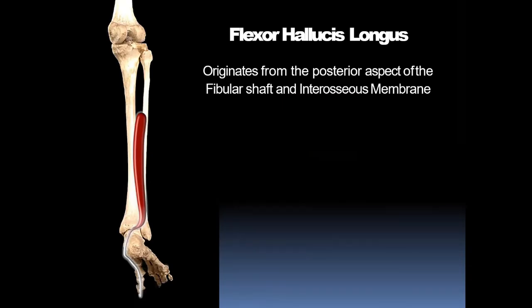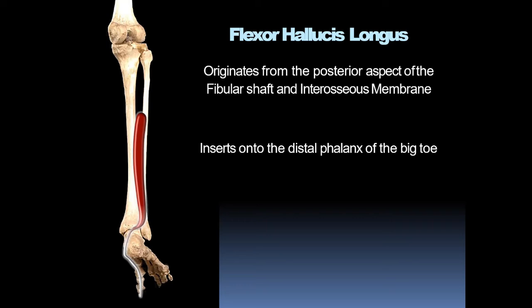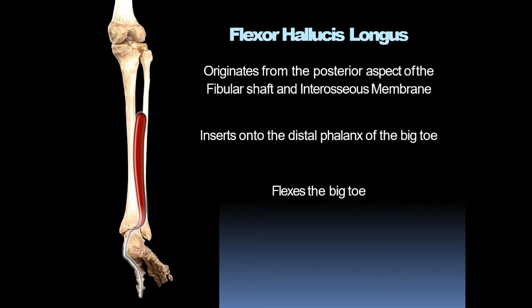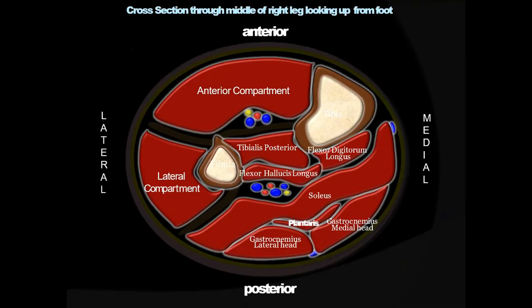Flexor hallucis longus originates from the posterior aspect of the fibular shaft and interosseous membrane. It inserts onto the distal phalanx of the big toe. So it flexes the big toe. Here in this diagram we can see situation of the flexor hallucis longus in the deep compartment of the posterior side, just back to the tibialis posterior.